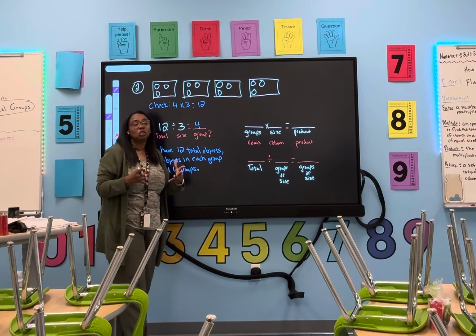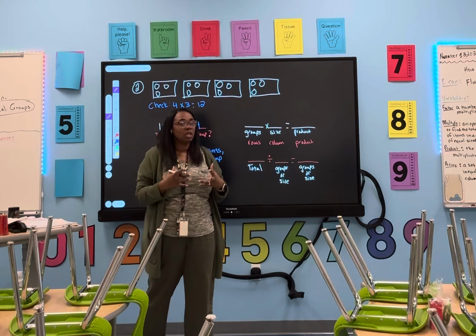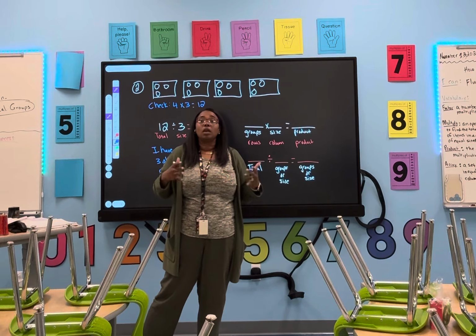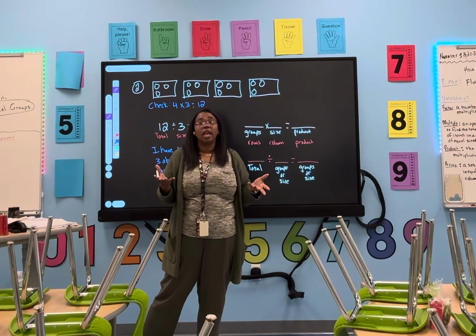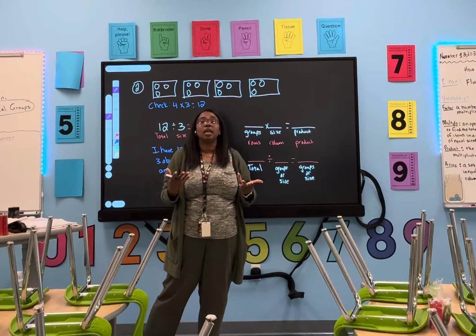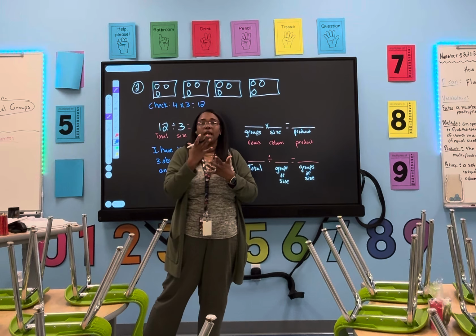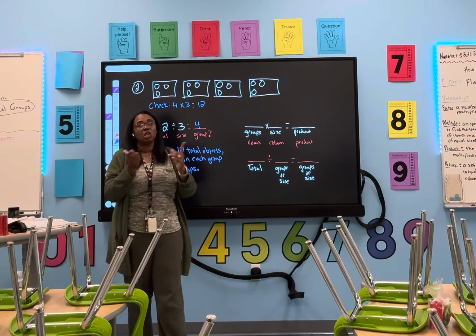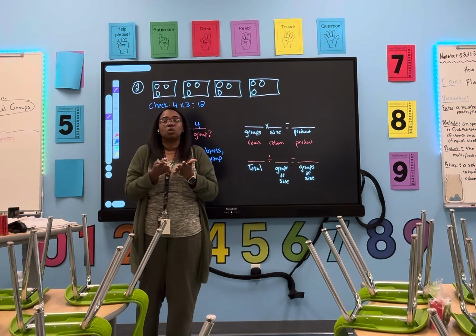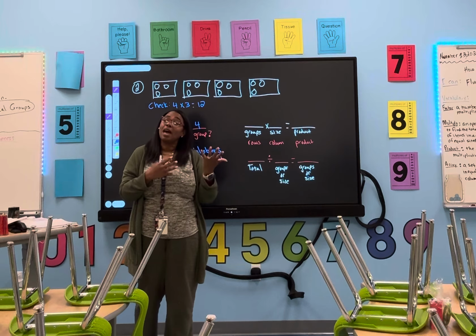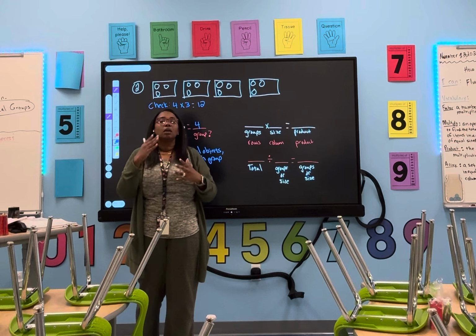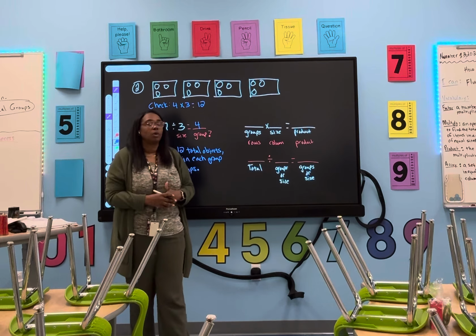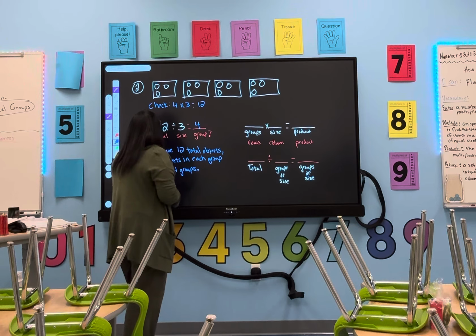You remember I told you when we were doing multiplication, even though the order of the numbers may change, if they're the same thing, then it's going to be the same answer. The order of the numbers may change, and yes, the sign may have changed, but still we have the same total of 12. Okay, so let's go to number 3.